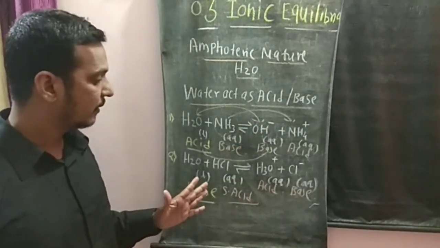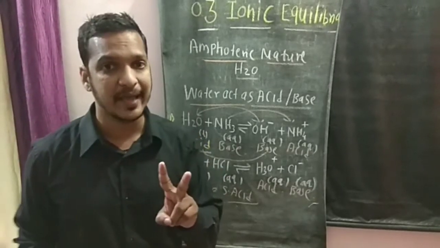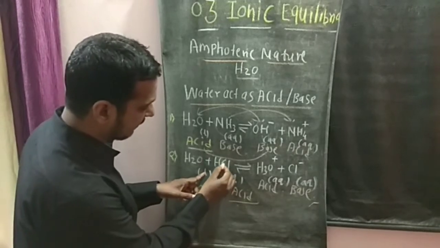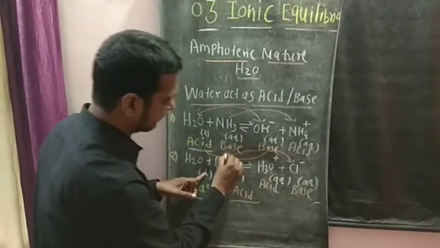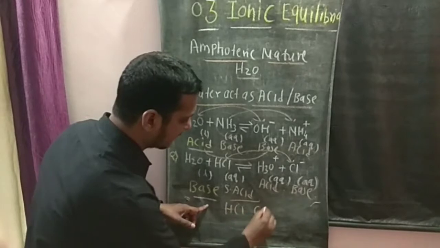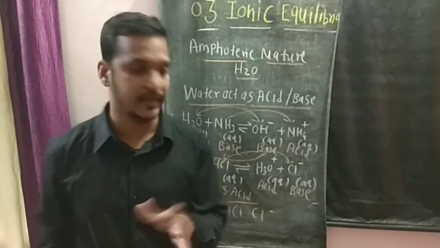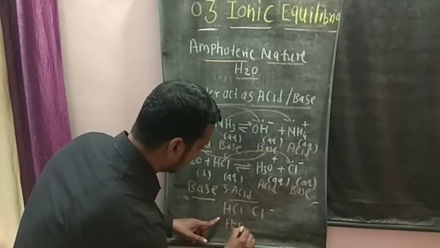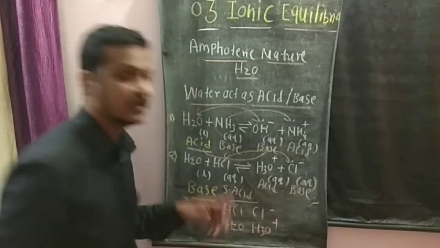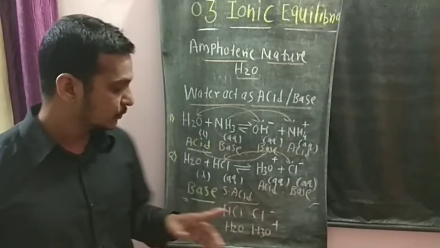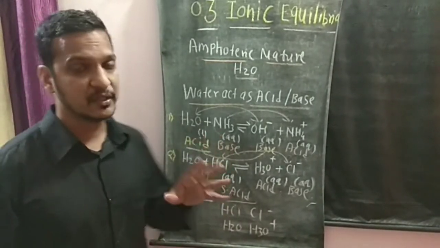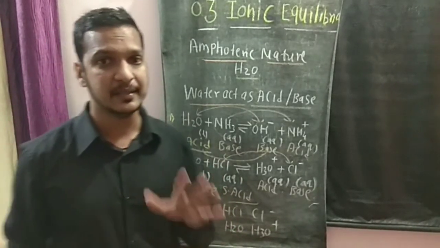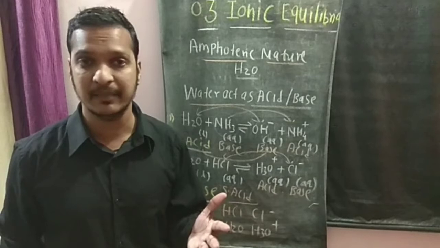Now we will find out, as in the first case, the two conjugate acid base pairs. In this case, HCl and Cl minus is our first conjugate acid base pair. The second one is H2O and H3O plus, which is our second conjugate acid base pair. So likewise, the first reaction contains two conjugate acid base pairs, and here also the second example contains two conjugate acid base pairs. Now again, the definition of a conjugate acid base pair.